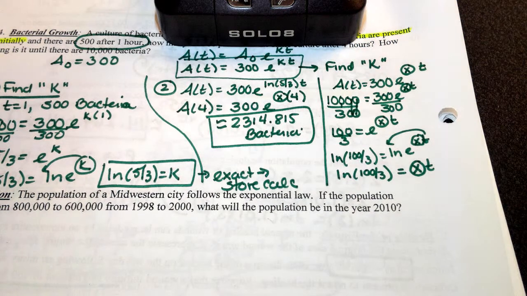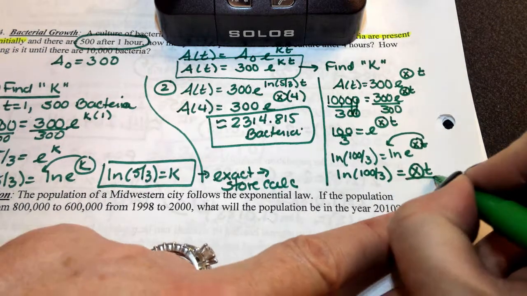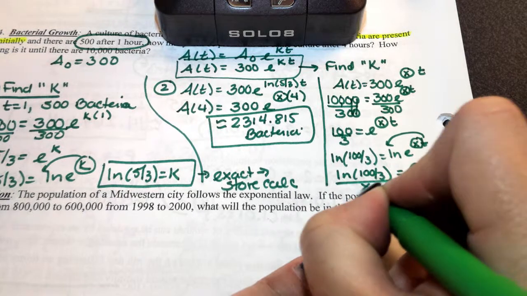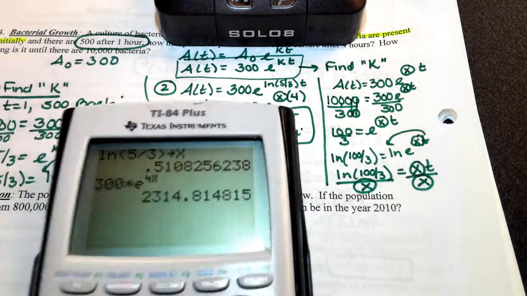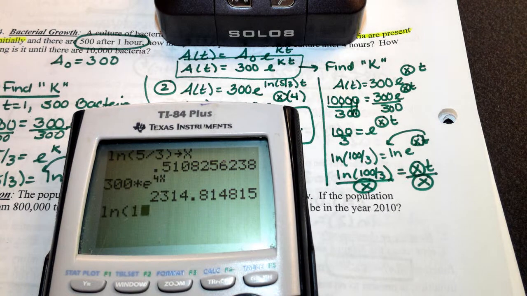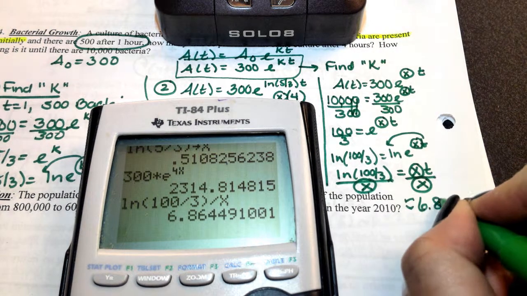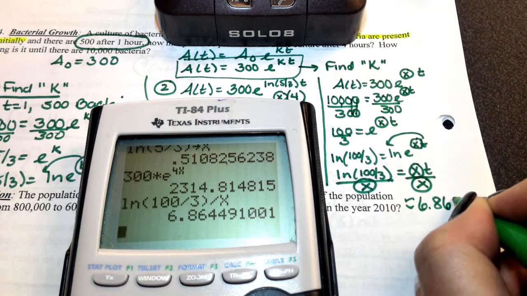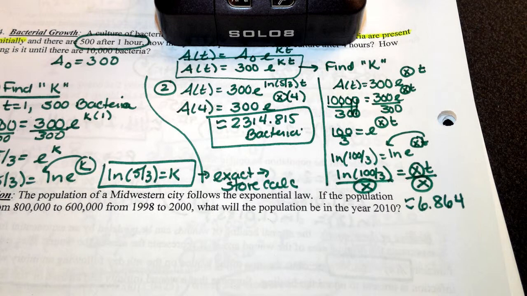Now, how do we get T by itself? What am I going to divide both sides by? I'm going to divide both sides by x, or that natural log of 5/3. Remember that x is what's stored in the calculator. So the natural log of 100 divided by 3, divided by your stored value of the natural log of 5/3. It's going to take me about 6.864. And what's my unit here? What's the time that it's being measured in?